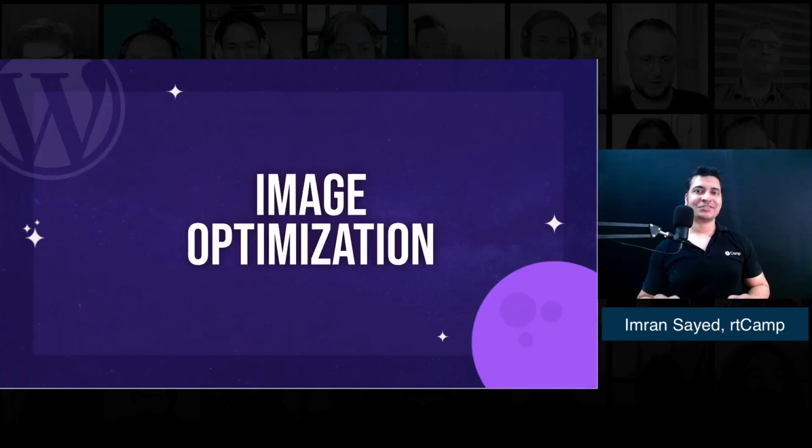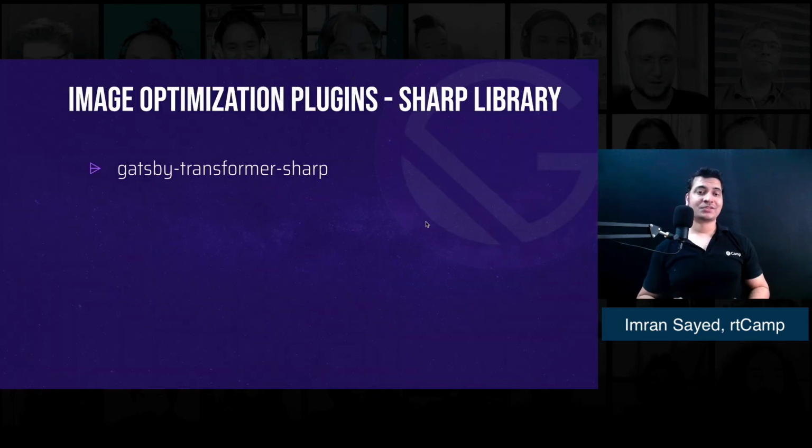Now, another key thing to discuss is that adding responsive images to your site while maintaining high performance scores can be difficult to do manually. Now, the best part is that we used the Gatsby image plugin that handles the hard part of producing images in multiple sizes and formats using the Sharp library. So this plugin is called Gatsby Transformer Sharp.